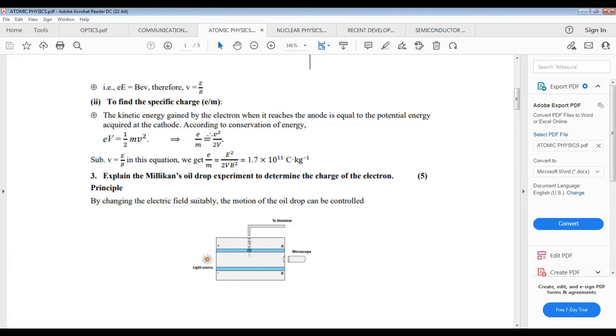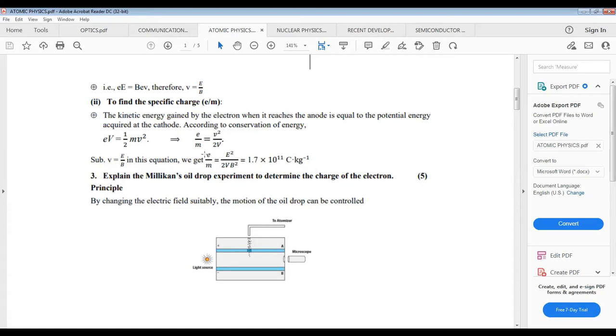This small v is speed, velocity. This capital V is your potential. So substitute for your v value. Small v is nothing but E by B, so this v square becomes E square by B square. So e by m is E square by 2V B square, where E is the electric field intensity, V is the potential, and B is the magnetic field. So substituting all these values, the e by m value means the ratio of charge to the mass of the electron.